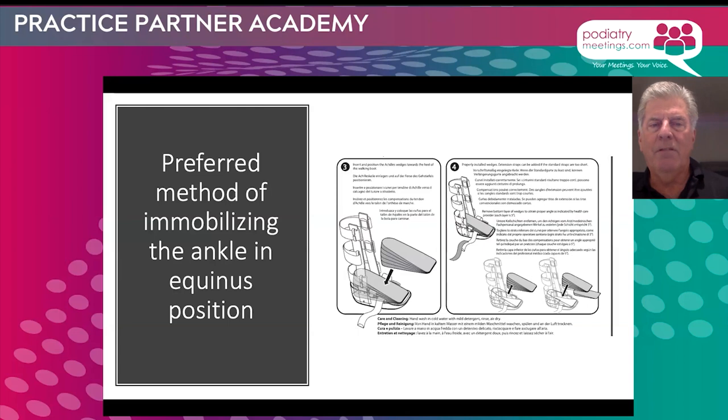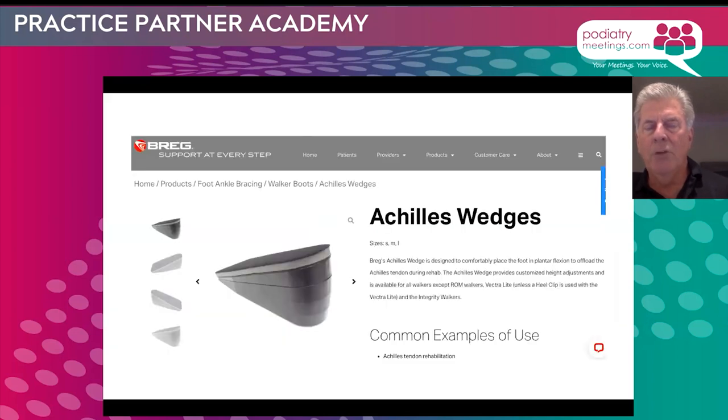The preferred method pretty much worldwide of immobilizing the ankle in an equinus position after Achilles tendon rupture is the use of removable walking boots with a stack of wedges placed under the heel in the bottom of the boot. Most of these wedge systems are graduated and are stacked with either half-inch to three-quarter-inch increments so that the clinician can gradually reduce the height of the heel lift during the healing process.